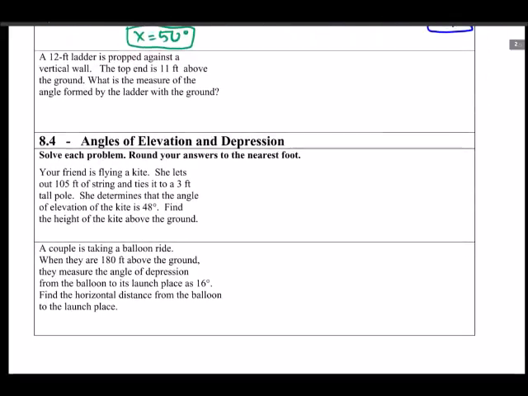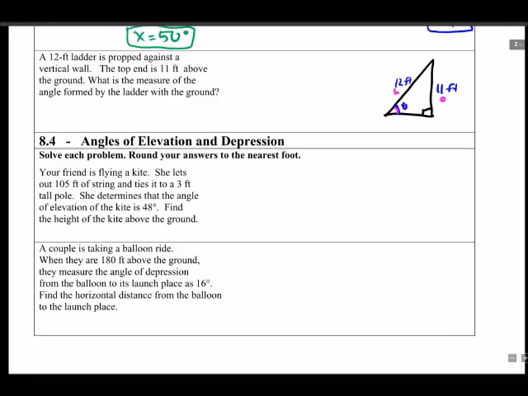Okay. We're going to do a real problem here. A 12-foot ladder is propped against a vertical wall. So here's a wall, here's the ground, here's our ladder. Vertical means it's a right angle. What do we know? We know that our ladder is 12 feet. The top end is 11 feet above the ground, so there's 11 feet. What is the measure of the angle formed by the ladder with the ground? So there's theta.